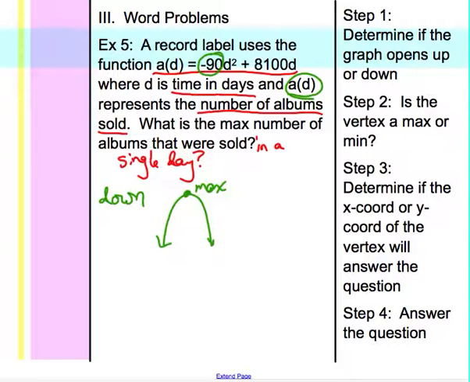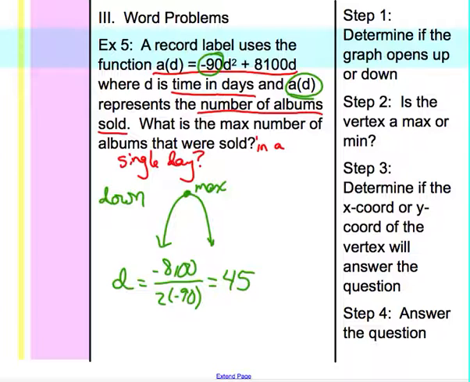We can't jump to the y coordinate. We have to find that x coordinate first. This is in standard form, in this case our D coordinate equals negative b over 2a, and that gives us 45. So on the 45th day, that's when they sold the maximum number of albums.